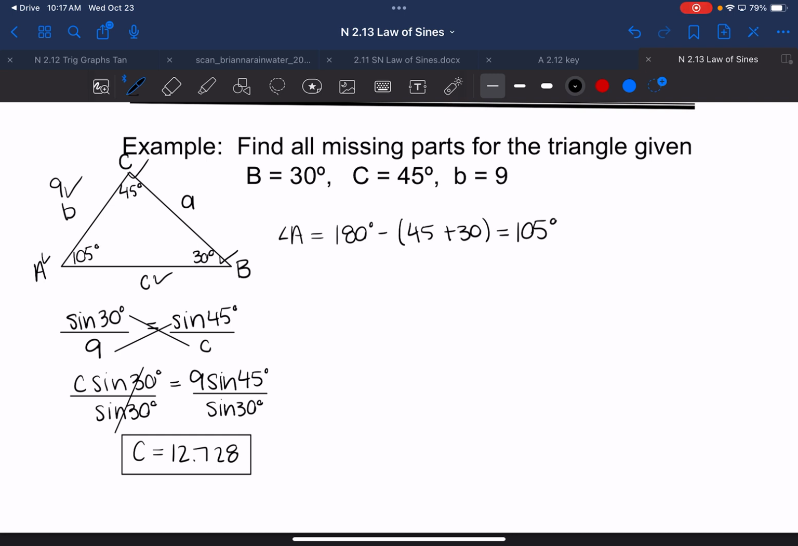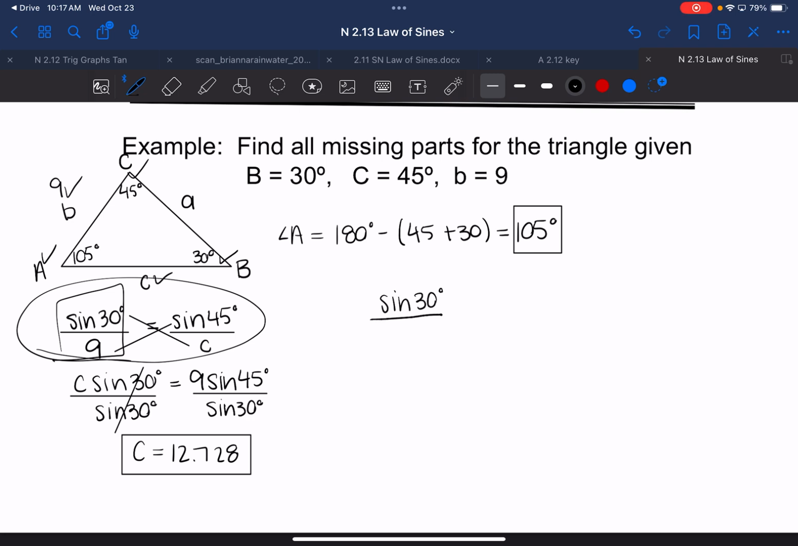So I found that piece. So there's the second thing we found. Now all that's left to find is side A, right? So I'm going to set something up exactly like I did here. I can even keep this first part the same, right? I can use sine of 30 degrees over that side 9 is equal to, this time we're looking for side A. So I'm going to do sine of angle A, which we said was 105. And I'll put that over side A.